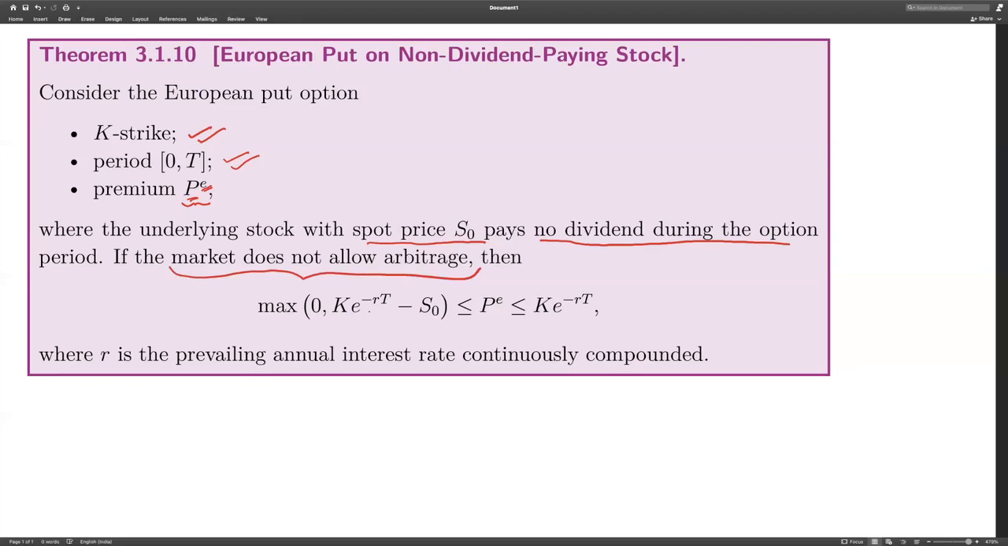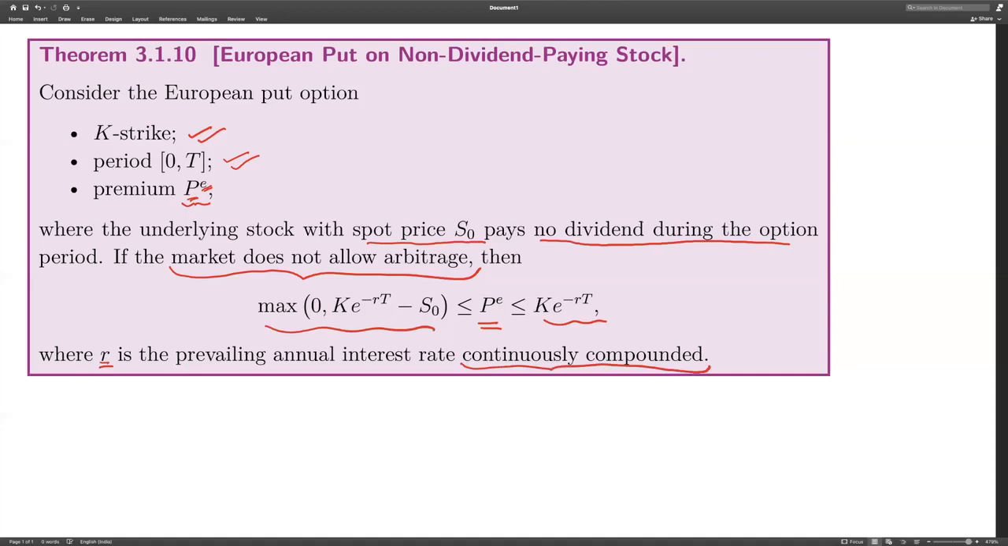Under these assumptions, we can say that the premium PE is bounded by these quantities, where we have taken the prevailing interest rate as R and it is continuously compounded. How to prove this theorem?